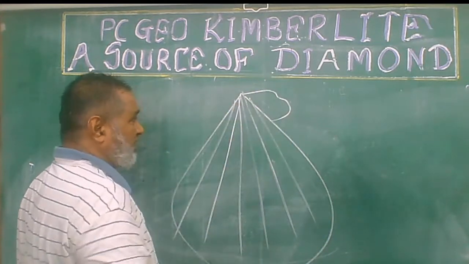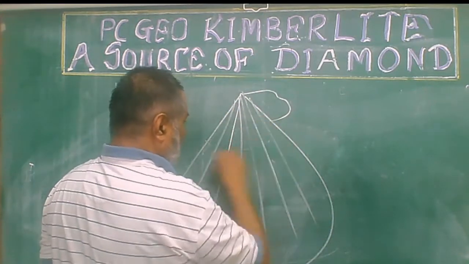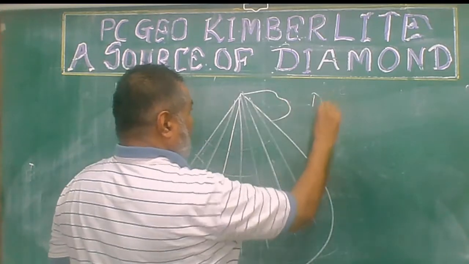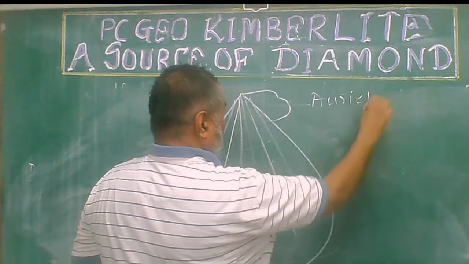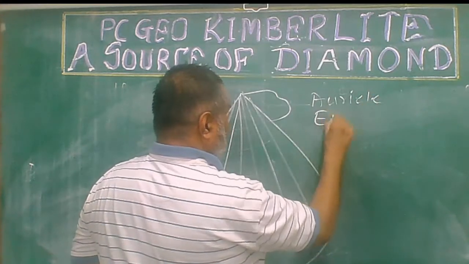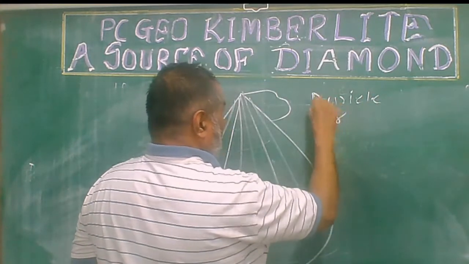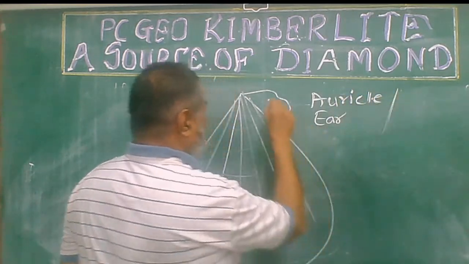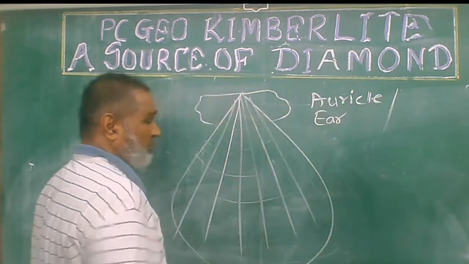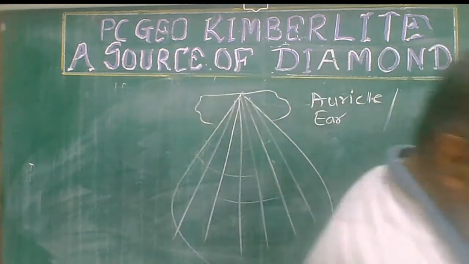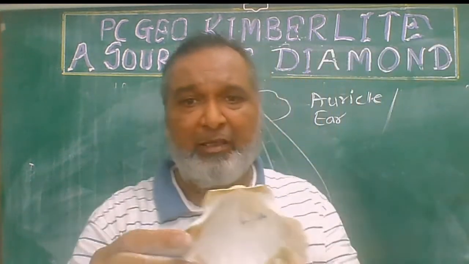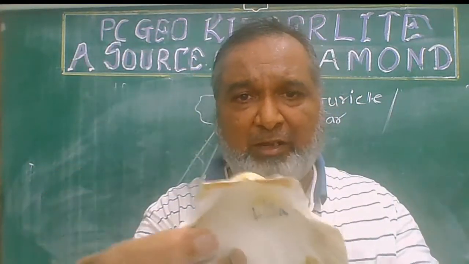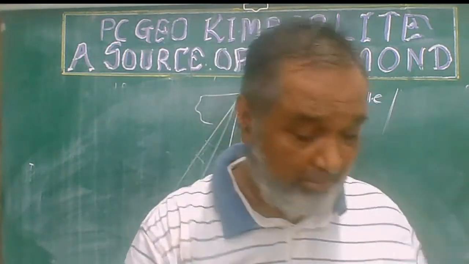This is the radiating lines, and there will be another, concentric lines. And this is the auricle, or it is simply called an ear. It might have one, or it might have two. I'll show you both examples. Yes, you can see now here, the hinge line is coming out. This is one auricle, and this is the second one.